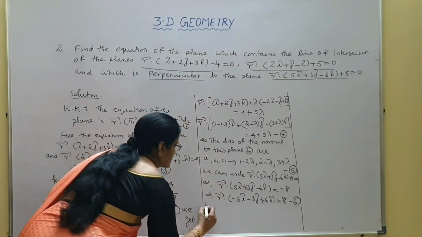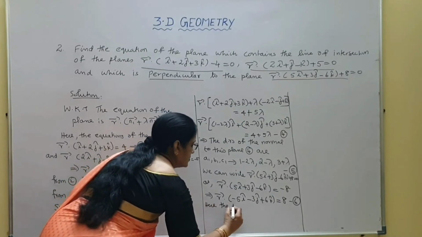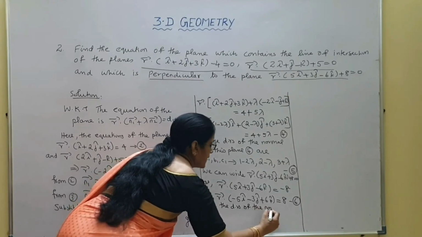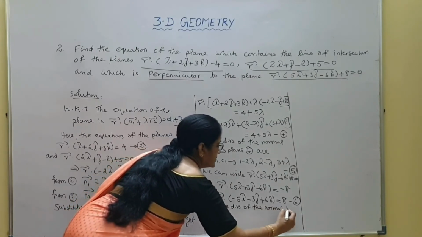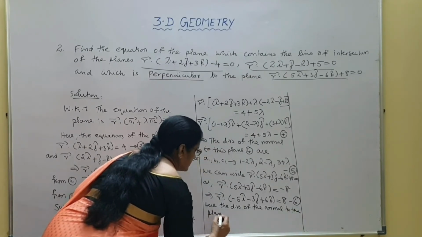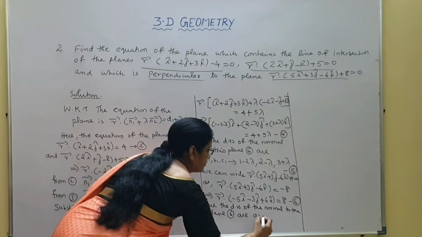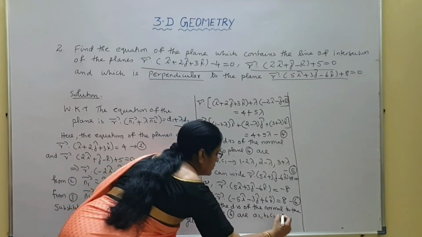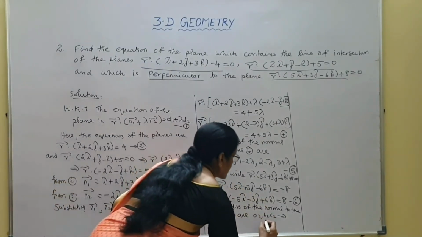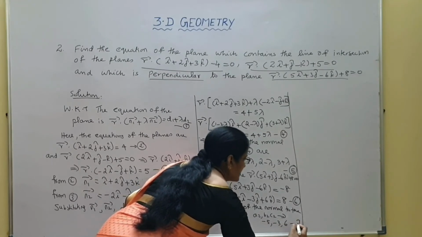So here the direction ratios of the normal to the plane 6 are A2, B2, C2, which is nothing but minus 5, minus 3, 6. Let me name it as 7.